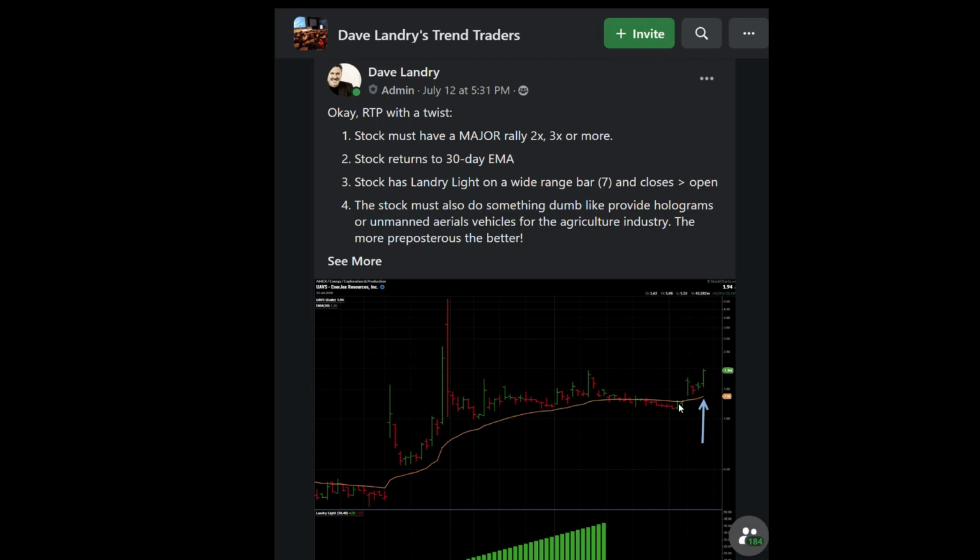I said, what would happen if a stock had a major rally of, say, 2 times or 3 times or more, and then it came back to the 30 EMA, and then it has a wide range bar 7, meaning that the bar is as wide as it has been for the past 7 bars, and also closes above the open. In addition to that, it also has Landry light, which suggests that it's beginning to break away from its moving average. And I thought it'd be kind of fun to watch.